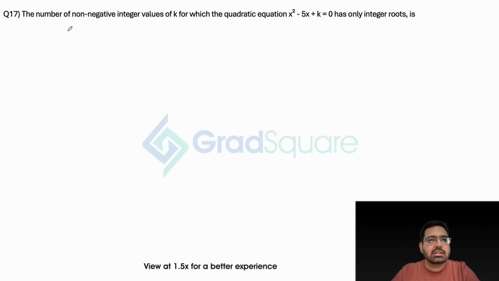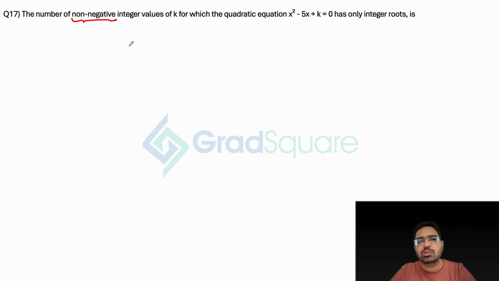Let's have a look at this. The number of non-negative... So the first idea is that the number has to be greater than 0 that we are looking at. Integer values, so you're only looking at the integer values of k for which this quadratic equation has only integral roots. Okay, now let's look at this quadratic equation, x square minus 5x plus k.